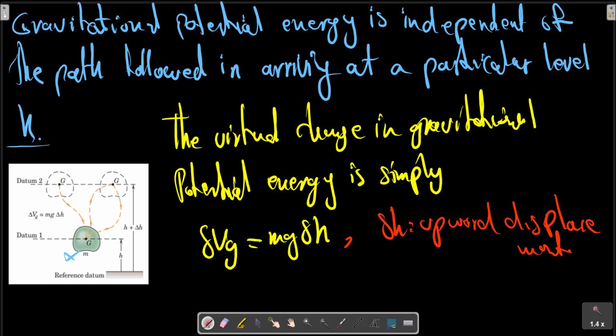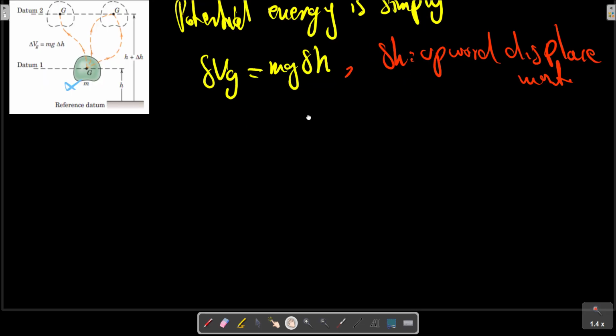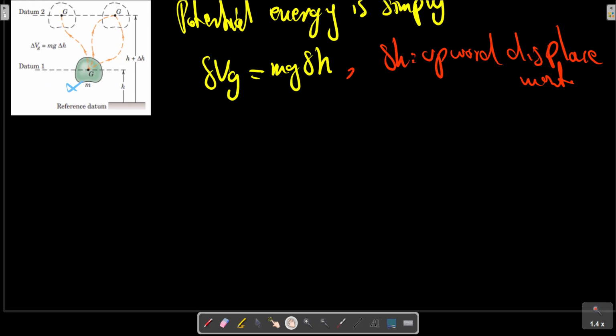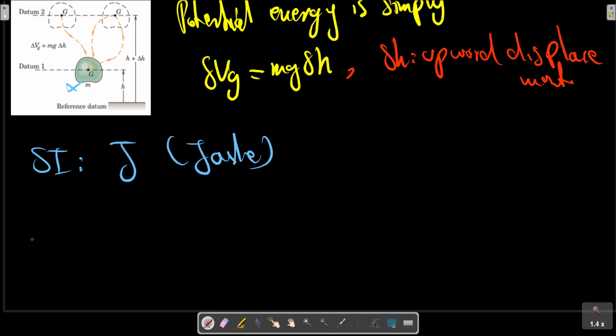The units are the same as those of work. In the SI we have the joule, and in US customary or British units we have the foot-pound.